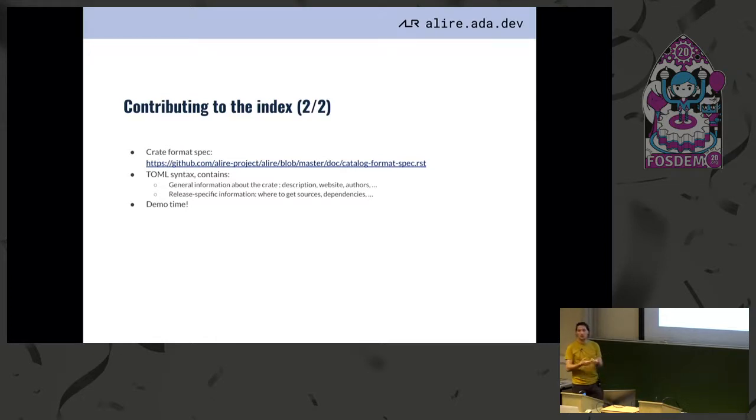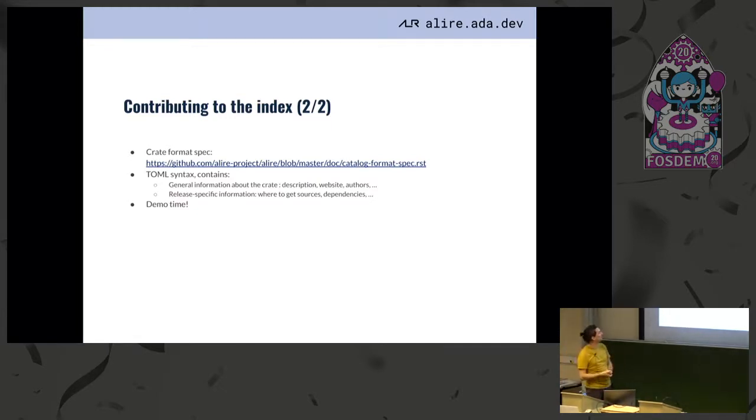Some kind of free text to describe what the project is about. We can put a website. We can give a list of authors. We also have a list of what we call maintainers. So when you write a TOML file in Alire, you are a maintainer. You are not necessarily the person who wrote the project, but the person who makes this project available to the outer world.